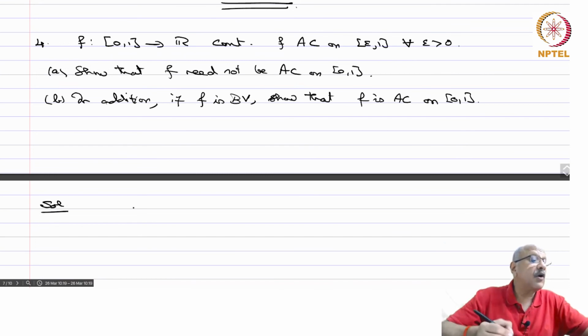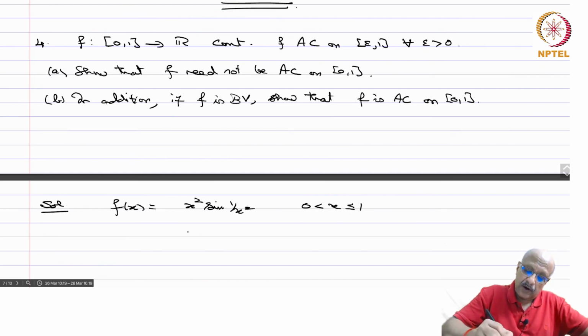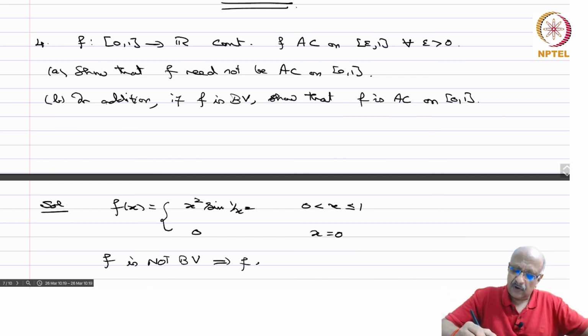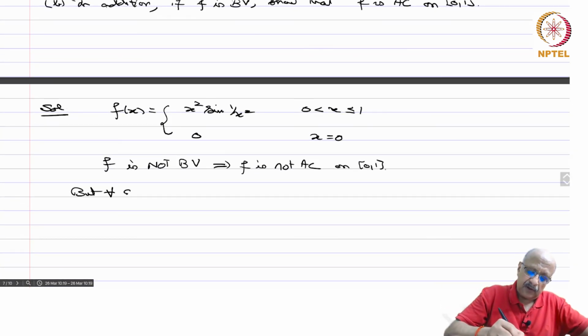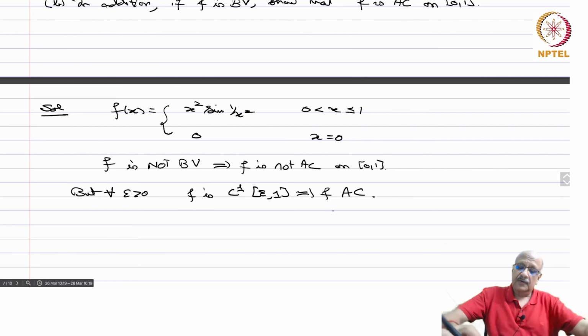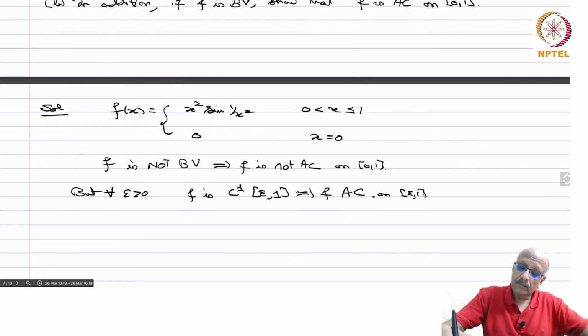Solution. So for the first one we will give a counterexample. Let us take f of x equals x squared sine of 1 by x squared, for 0 less than x less than or equal to 1, and 0 for x equal to 0. Then we know f is not BV, we have already seen, and this implies f is not absolutely continuous on 0 1. But for every epsilon positive, f is C1 on epsilon 1, which implies f is absolutely continuous. Okay, so this is A.